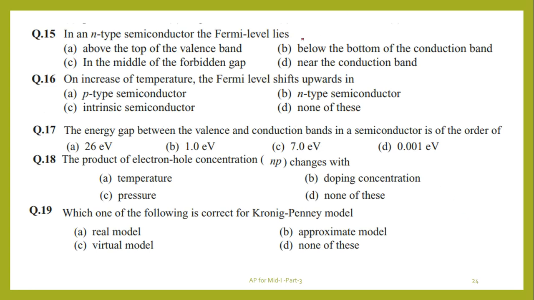In an N-type semiconductor, the Fermi level lies. In an intrinsic semiconductor, the Fermi level will be in the middle, but if we go for the N-type semiconductor, the Fermi level will be below the bottom of the conduction band, and on the increase of temperature, the Fermi level shifts upwards in P-type semiconductor. The energy gap between the valency and conduction bands in a semiconductor is of the order of 1 electron volt.